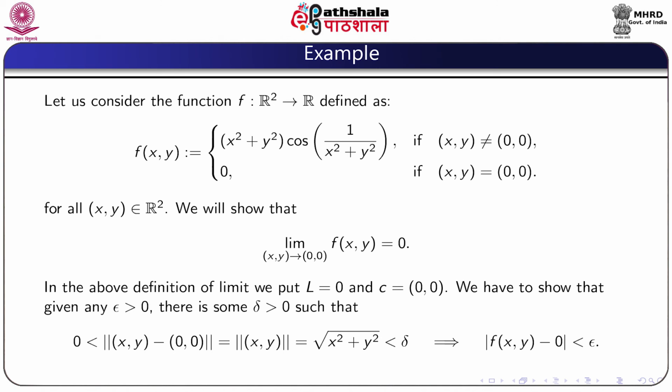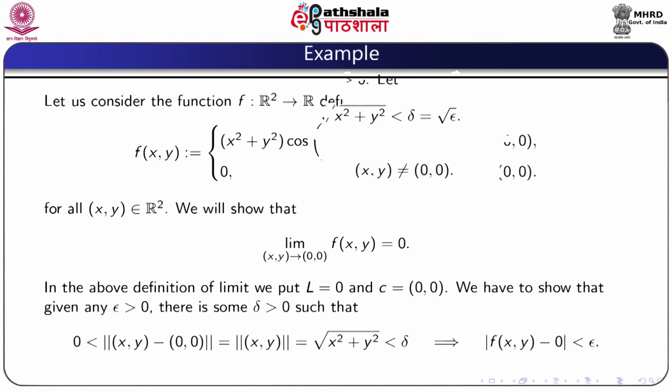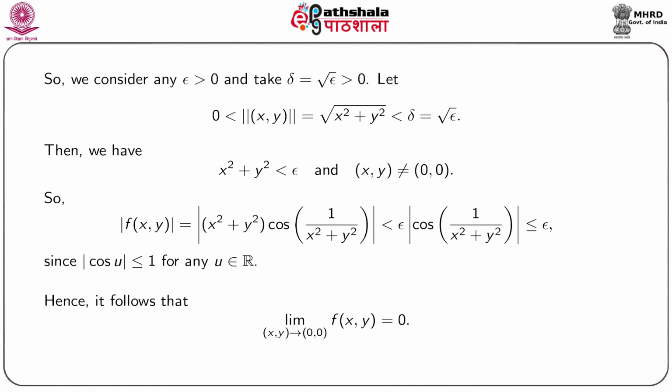(0,0). What we have to show is that if we start with any positive epsilon, we can find some delta such that whenever the distance between the point (x,y) and the origin is less than delta, we have modulus of f(x,y) minus 0 less than epsilon. So, we take delta equal to root epsilon. We consider here the positive square root.